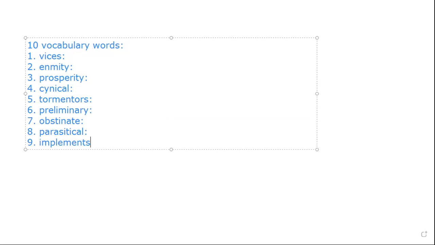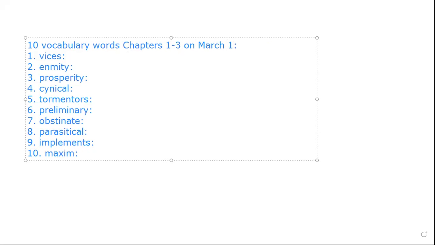And these are words, by the way, covering chapters 1, 2, and 3, the ones that we read so far and discussed in class. So 10 vocab words covering chapters 1 through 3. That will be on March 14's novel quiz. Okay, number one is vices.